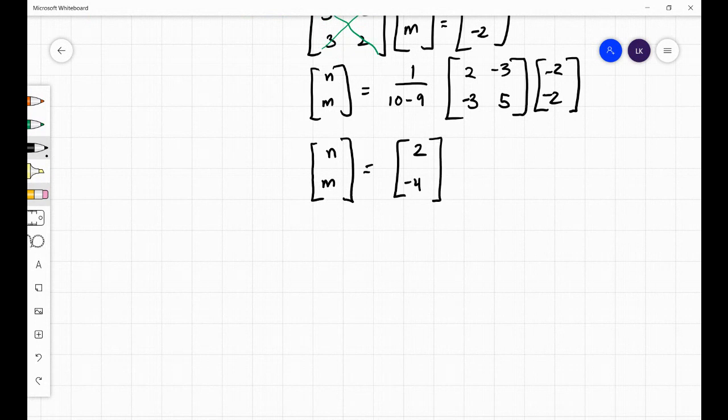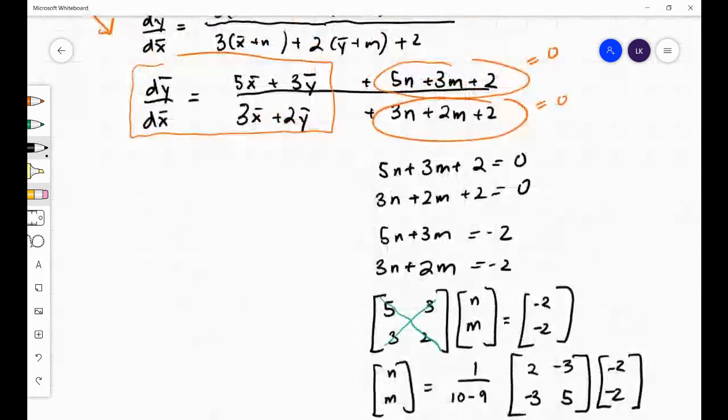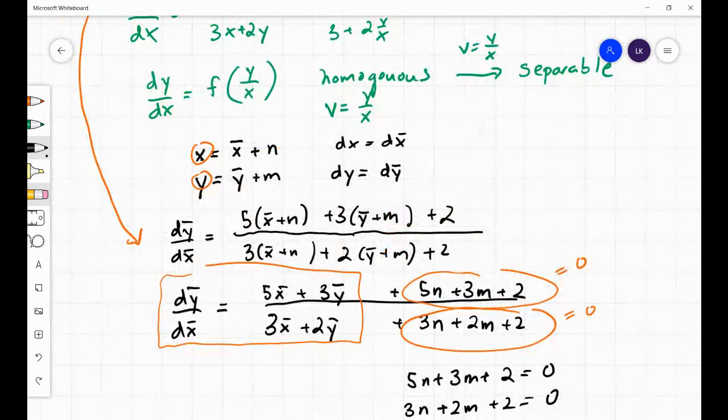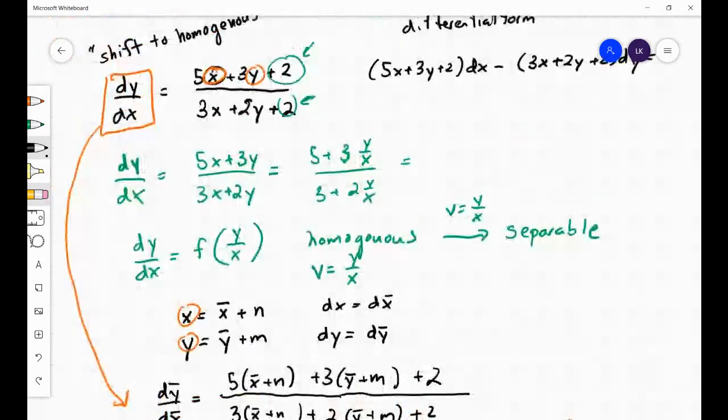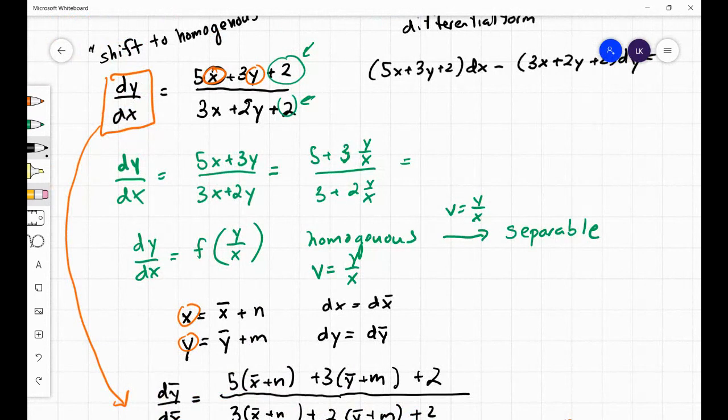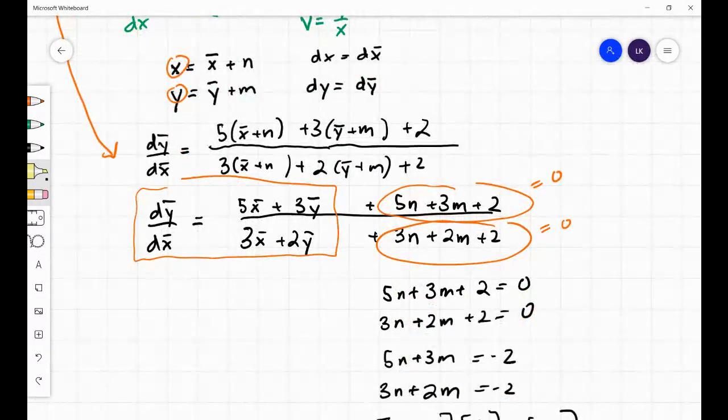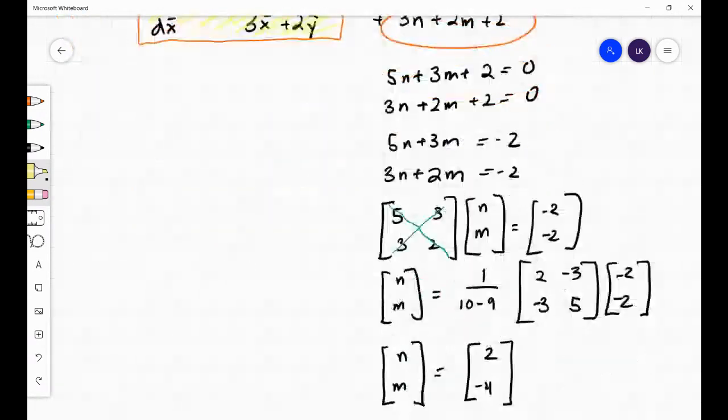So we solve for n and m, and it looks like the correct substitution is that x is replaced with x bar plus 2, and y becomes y bar minus 4, which would turn our original differential equation here into this differential equation, which is now homogeneous. Okay.